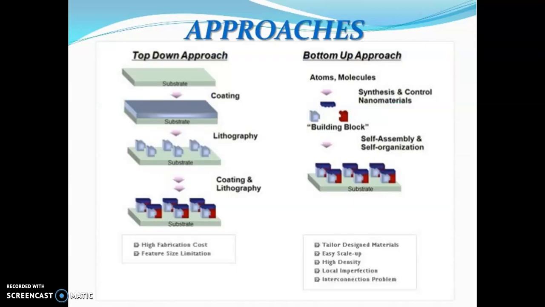Here you can see how the top-down works. First a substrate, then a coating is added, then a lithographic technique is used to make a small structure. Similarly, in bottom-up, small particles, atoms or particles are made through synthesis, control methods, and control of nanoparticles. Then after that, self-assembly, then making a tailored design material is used in this part.